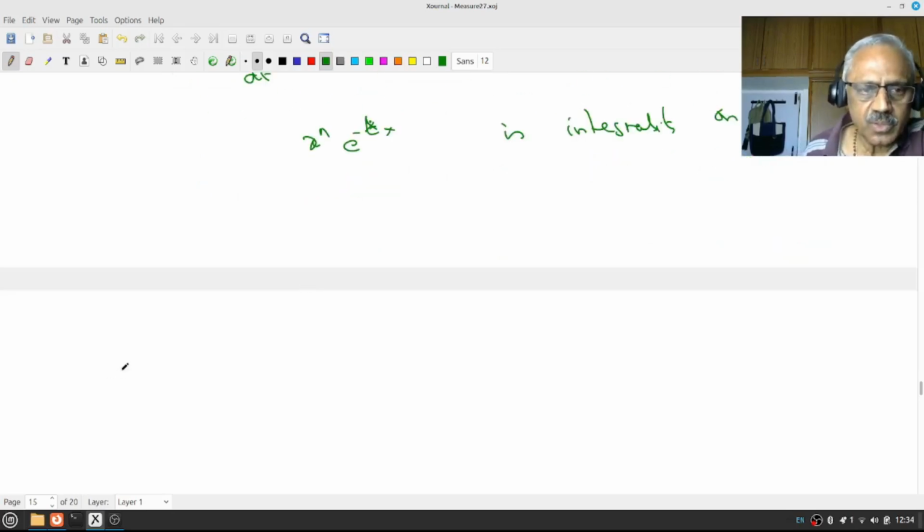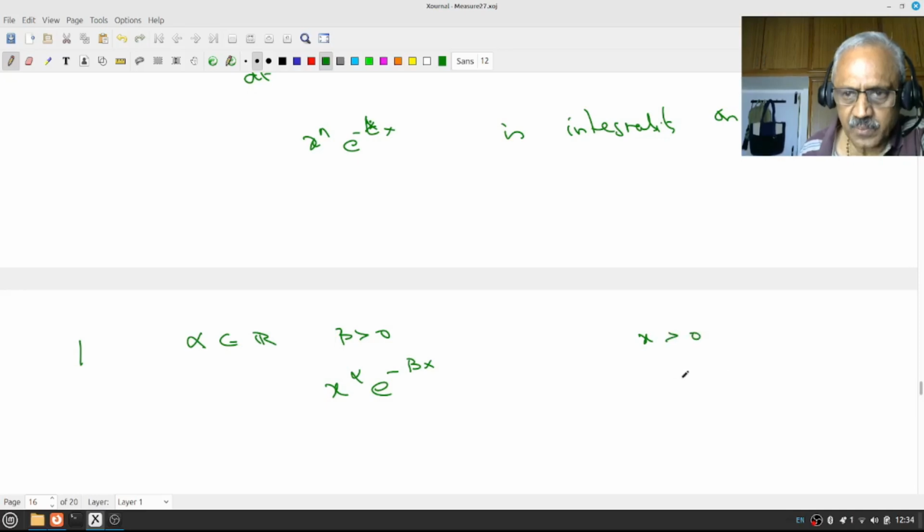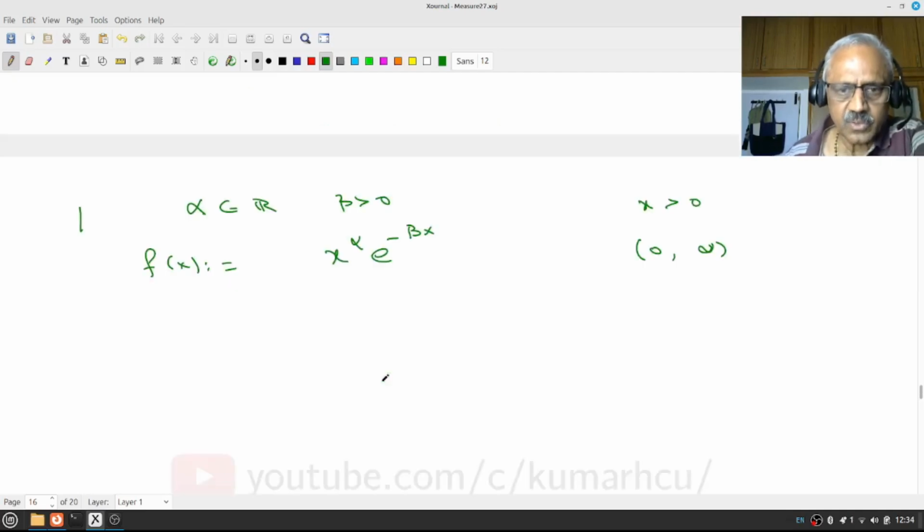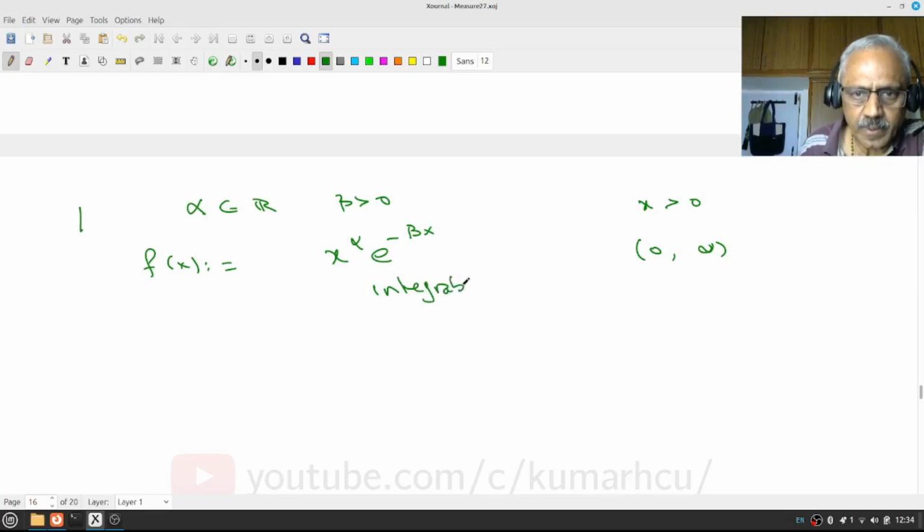So let us look at a more general case. Let alpha be real and beta be positive. Let us look at x to the power alpha e to the power minus beta x, where x is greater than 0. So these are functions defined on 0 to infinity. This is a function f of x that depends upon alpha and beta. I want to talk about integrability of this function on 0 to infinity. This is what we want to look at.